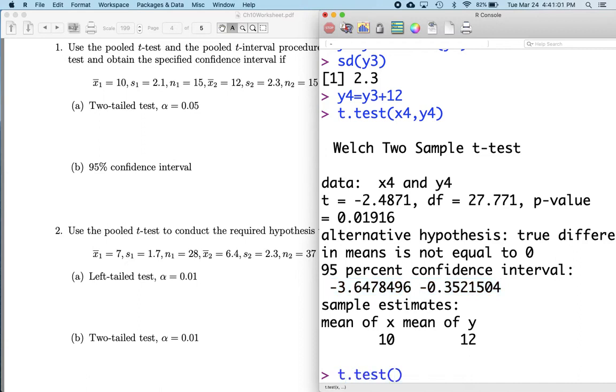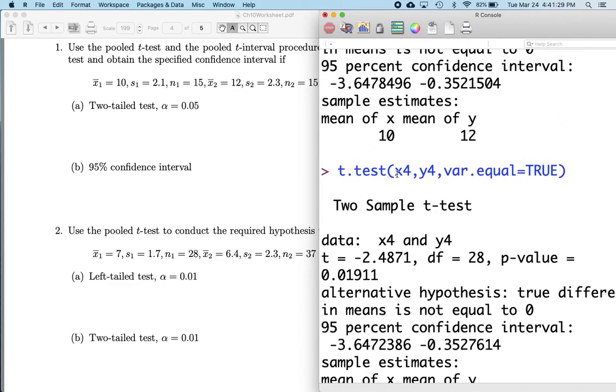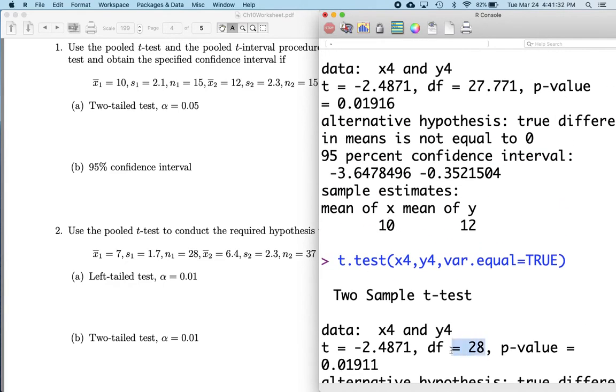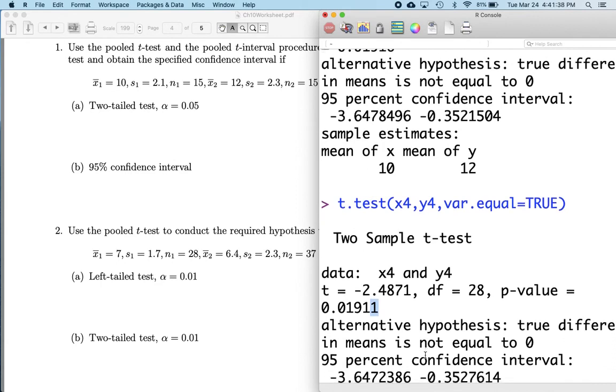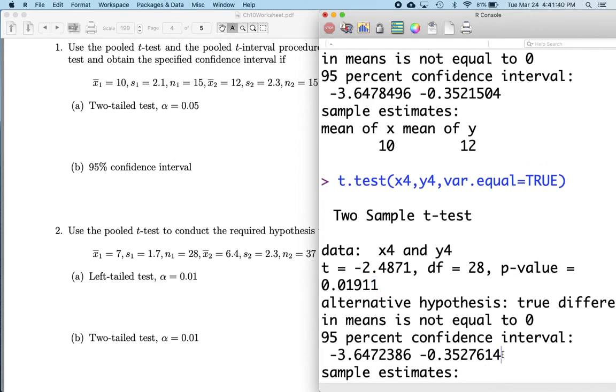One thing I should add here: what I just said isn't quite right. This was a pooled t-test, so we're going to assume that these two underlying populations have equal standard deviations and therefore equal variances. So if I write var.equal equals true, we get almost the same values. It's the same test statistic. The degrees of freedom is slightly different. The p-value is slightly different, right up to 5 decimal places, but it's basically the same. And we end up with basically the same confidence interval.